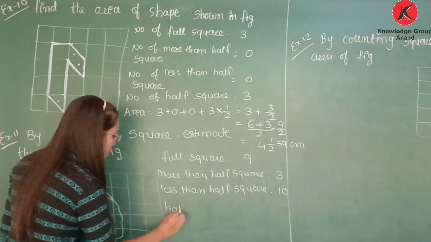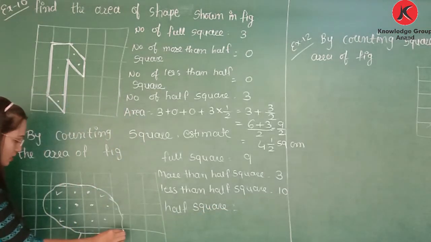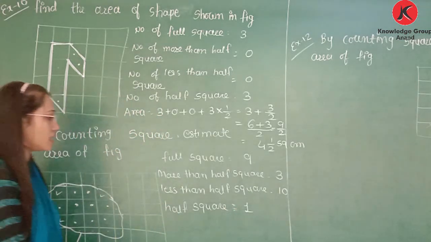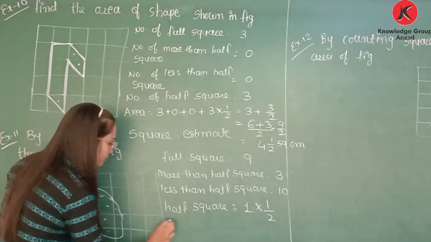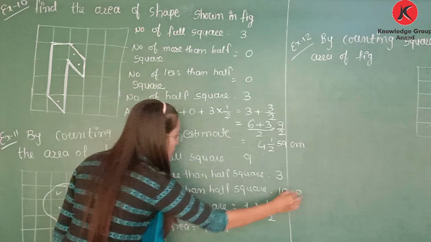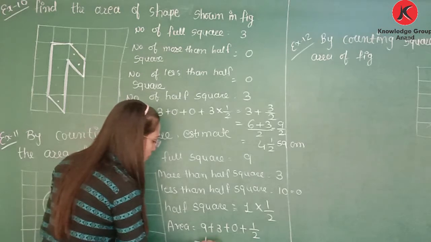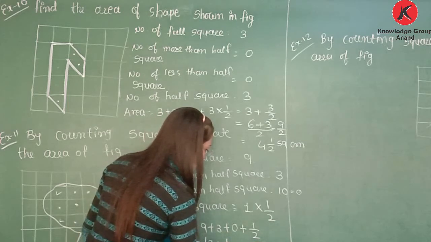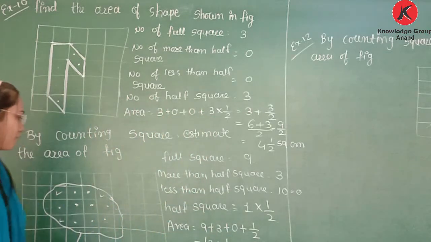Now half square. So we can consider this as a half square. So only 1. Now half square area will be multiplied by 1 by 2. So area will be 9 plus 3 plus this one is considered as 0. So 0 plus 1 by 2. So 12 plus 1 by 2. 12 1 by 2 square centimeter. So this way we can find the area.